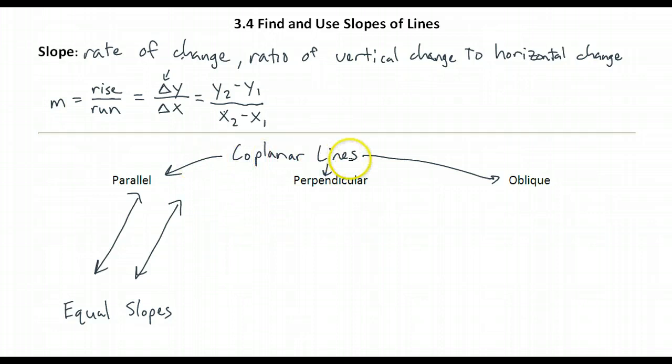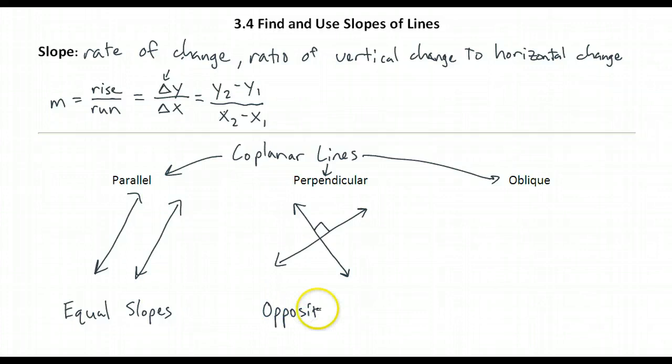Two coplanar lines are perpendicular if those two lines intersect to form a right angle. To prove that two lines are perpendicular, one of the lines has to have a negative rate of change, a negative slope, and the other one has to have a positive rate of change, a positive slope. So those two slopes have to be opposite. One's positive, one's negative, and the slopes are going to be reciprocals. So in order to prove two lines are perpendicular, the slopes need to be opposite reciprocals.